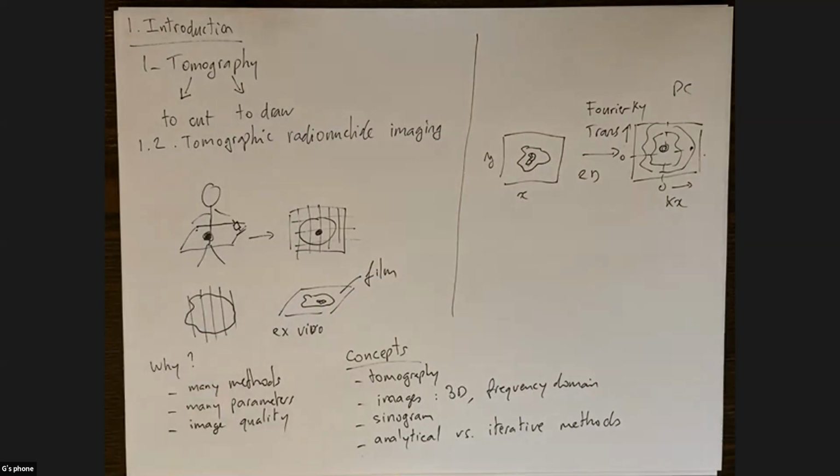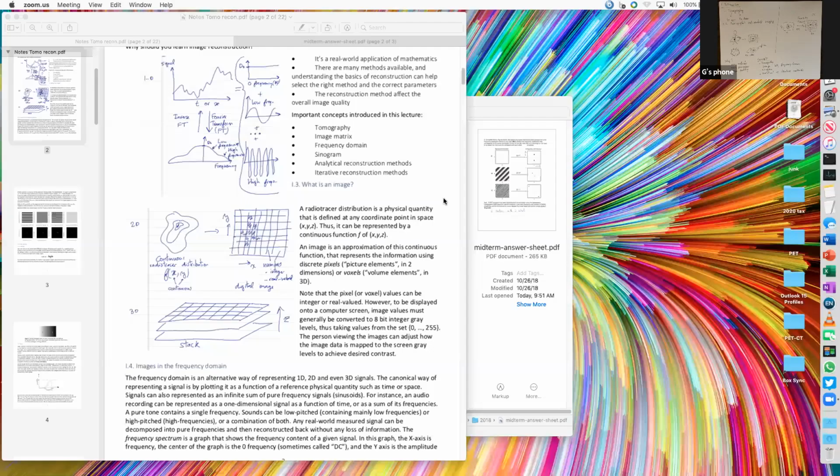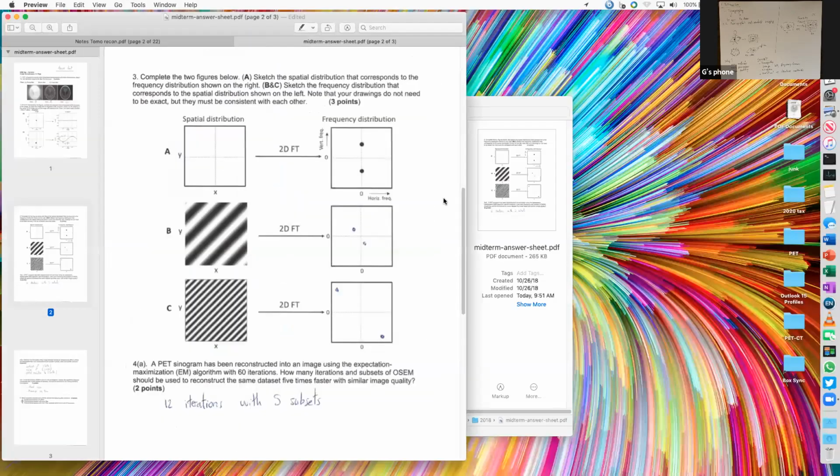Just one last thing I wanted to show as a review here. Hopefully you can see my screen. This is the concept of frequency distribution, frequency domain data. This is just to make sure that everybody understands. This is from, I think, an exam in previous years. This problem asked to find the spatial distribution of the image that matches the frequency distribution. So how would you solve a problem like that?